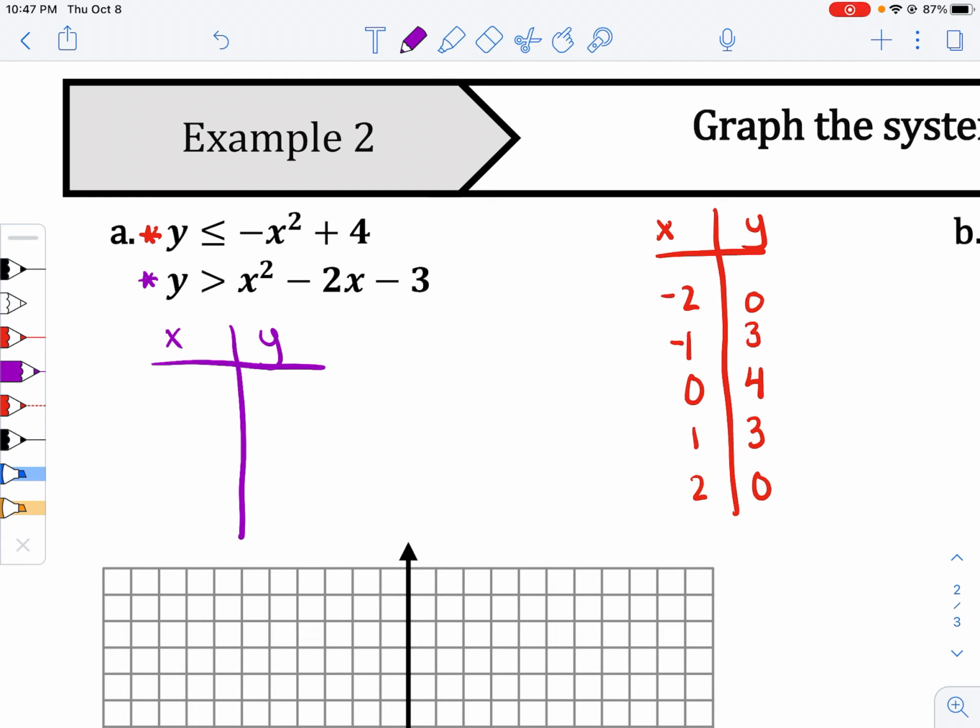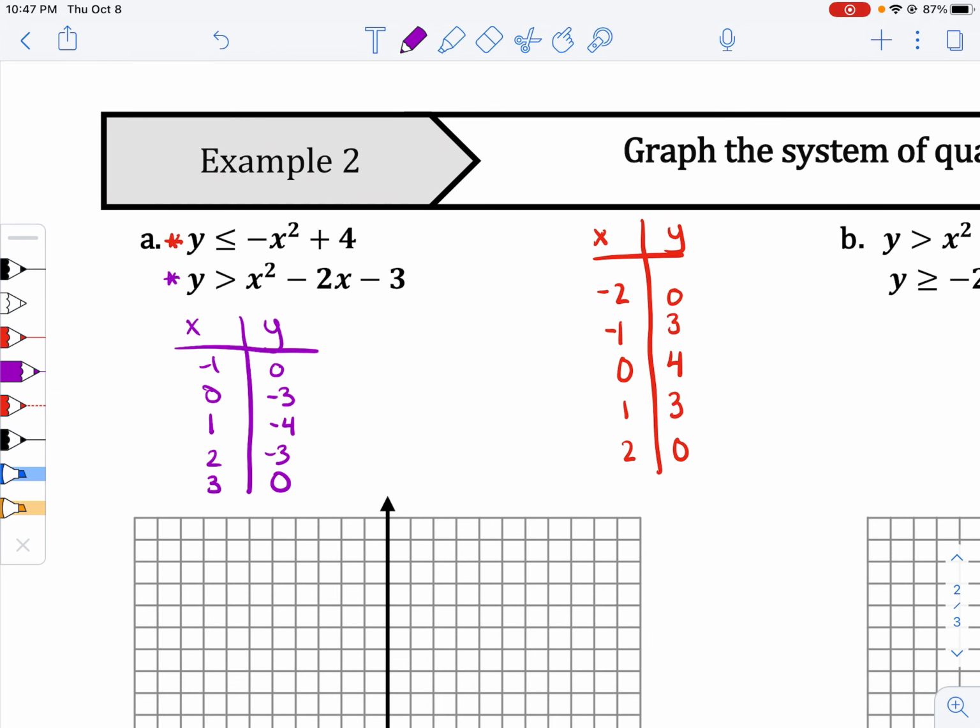So this is x squared minus 2x minus 3. When I graph this one, my axis of symmetry is at positive 1. And my vertex is at (1, -4). It's negative 3, 0, negative 3, 0. Okay, so I'm good to graph now. This is going to be a dashed line, and this is going to be a solid line.